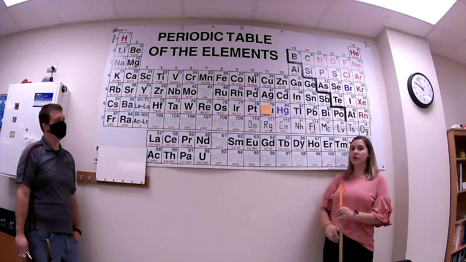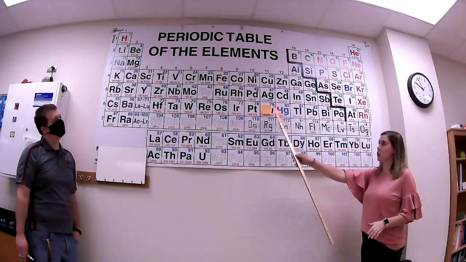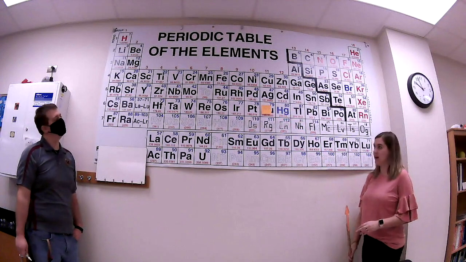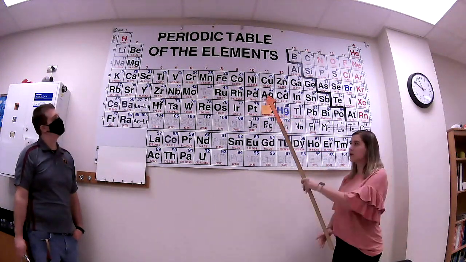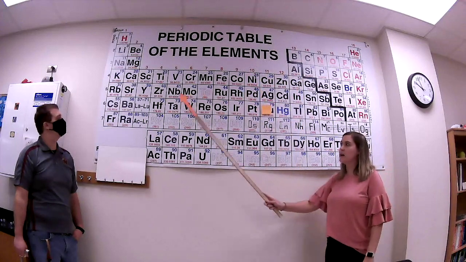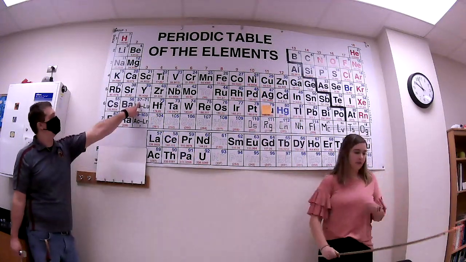Get ready. We're going to go a little faster this time. This time we are doing gold. It is all the way on the 6th row. So you'll notice that this time we are not only going through the S, P, and D, but we are also going to add in the F orbital.